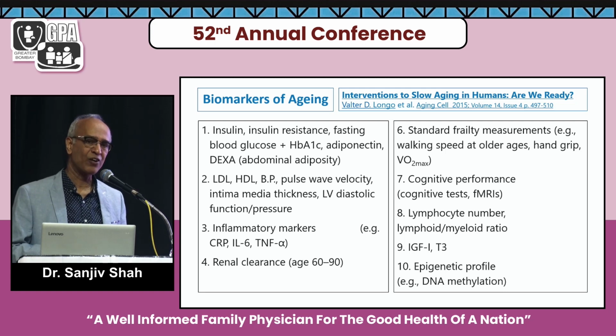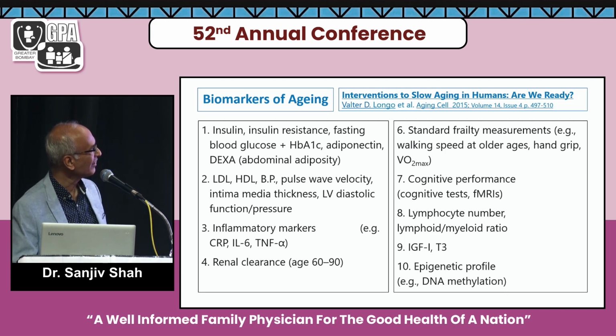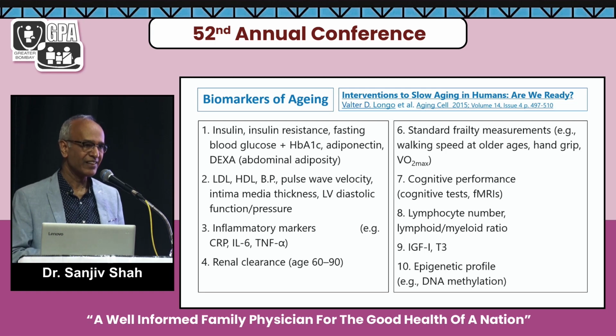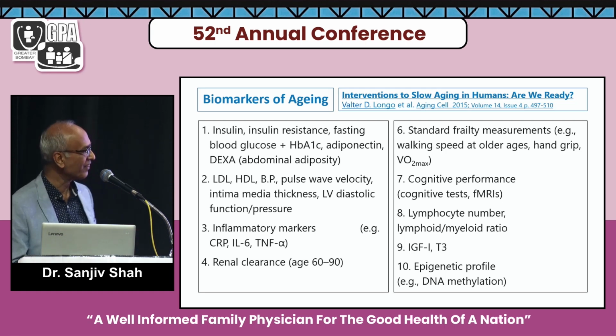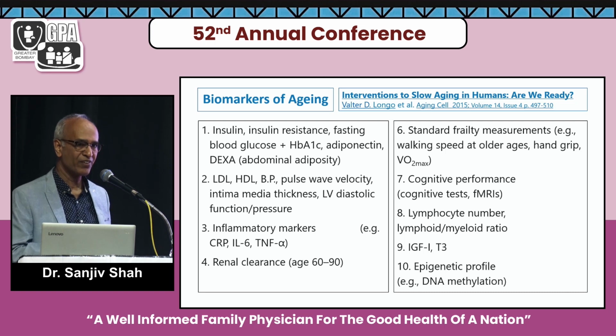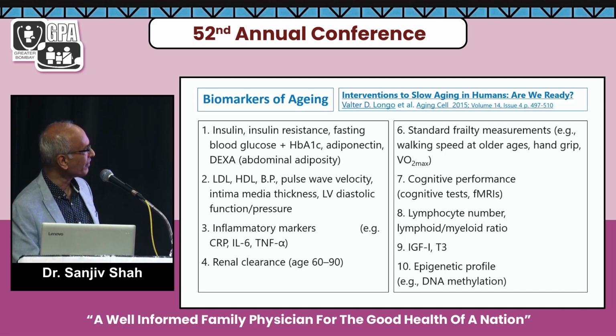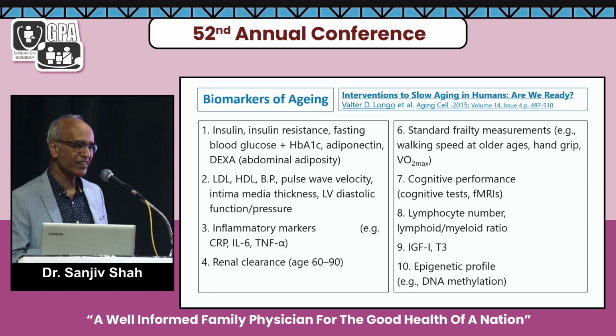So look at the biomarkers of aging. This is Walter, working in California and Italy, a different individual, not the New Zealand study. He is also one of the pioneers in aging. Insulin resistance, fasting glucose, A1C and adiposity. Lipid parameters; on the vascular side, pulse wave velocity, LV diastolic function and pressure. Inflammatory markers, renal clearance. Frailty measurement, plenty of them. Someday, this is a very interesting topic.